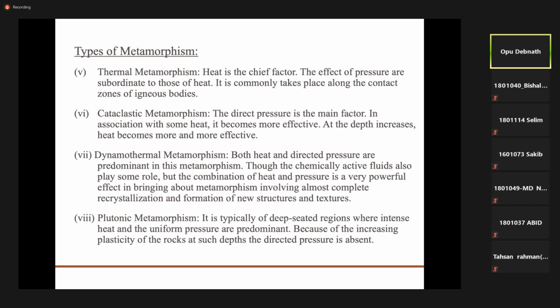So at those greater depths, due to the increasing plasticity, the direct pressure, that means the vertical pressure, is absent in some cases. In those cases, a uniform pressure is filled by those layers. In those cases, plutonic metamorphism occurs.